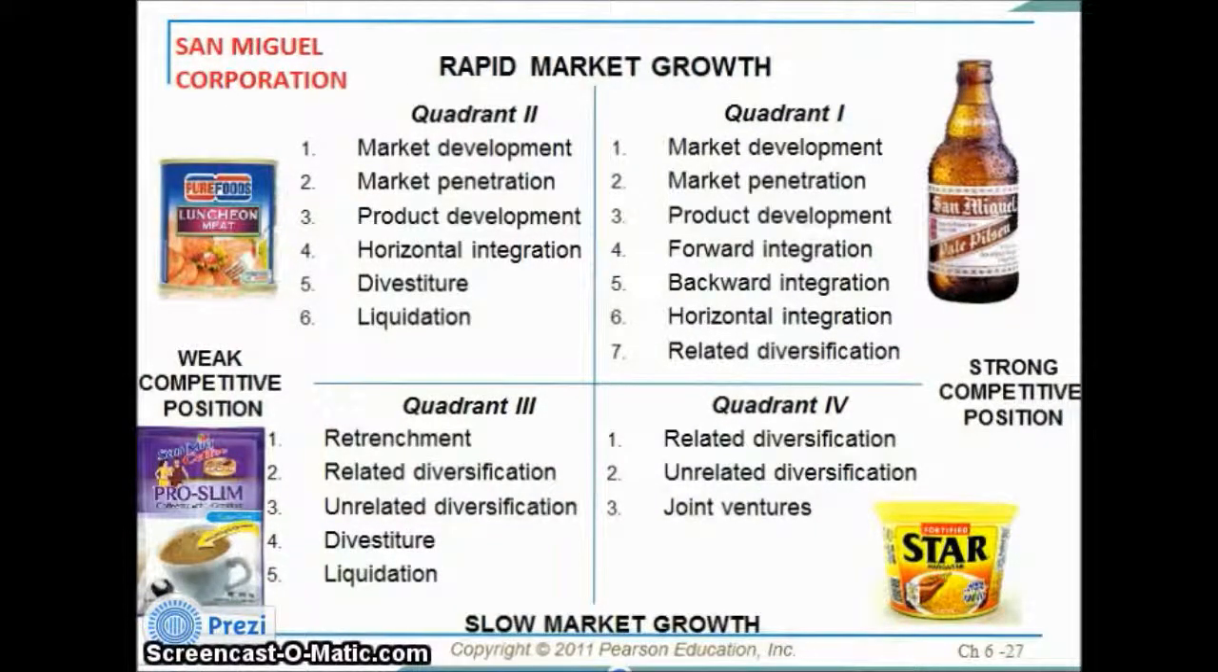Now let us have an example in a local setting. Let's say San Miguel Corporation. San Miguel Corporation has different kinds of products. We can see here in the diagram the 4 quadrants and its corresponding strategies. Now let us examine one of San Miguel's products. Star Margarine is located in quadrant 4 because it has a strong competitive position but slow market growth. Now the manager can choose among the strategies located in quadrant 4. Like for example, the manager can diversify to more promising growth areas of the product.